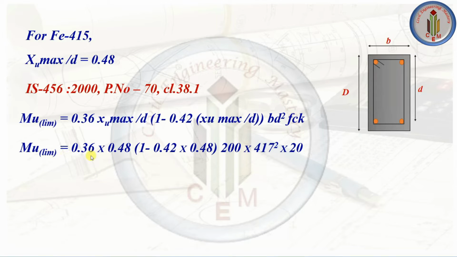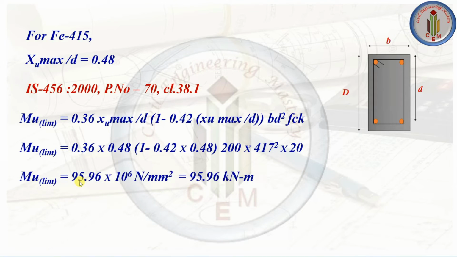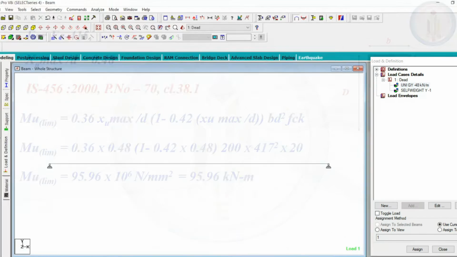So I have applied all the values. xu max by d is 0.48, and b is the breadth and d is the effective depth of the beam. fck is 20. So by solving this we get 95.96 kilonewton meter. So this is the Mu limit value. So now we need to find out the Mu value. So let's check from STAAD software.